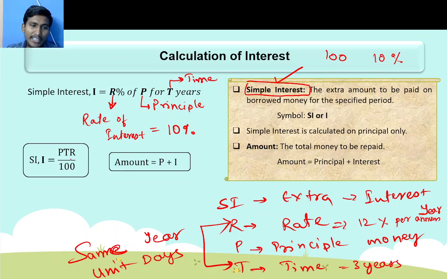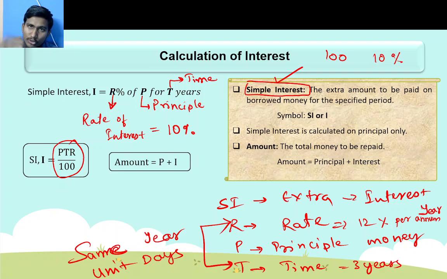How did 100 come? That is from the rate. R is R percent, right? How do we write R percent? Percentage means we write divided by 100. So it comes as divided by 100. So what you have to remember is PTR by 100. This will be the interest.